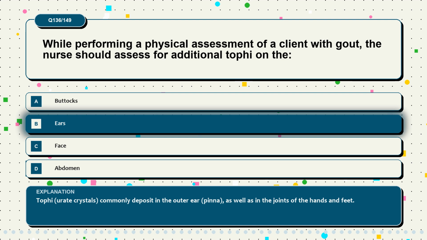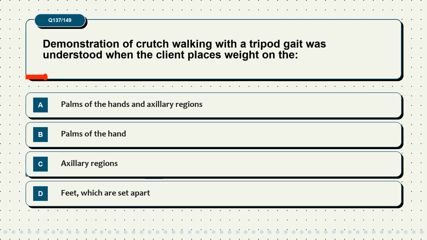Question 137. Demonstration of crutch walking with a tripod gait was understood when the client places weight on the. Here are the options. Option A. Palms of the hands and axillary regions. Option B. Palms of the hand. Option C. Axillary regions. Option D. Feet, which are set apart.